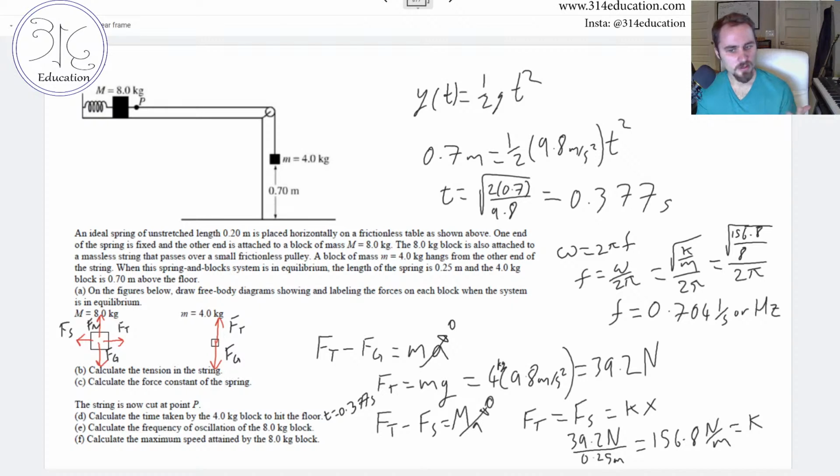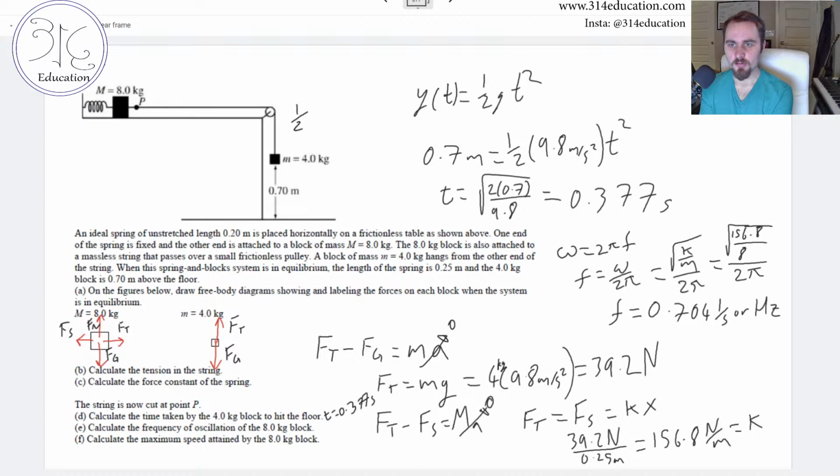And then we want to calculate the maximum speed attained by this block. I mean, we can jump ahead because we got the equation before this was equal to, oh, I guess we'll derive it. It's not that big a deal. We don't know our amplitude. Oh no, we do. We totally do.